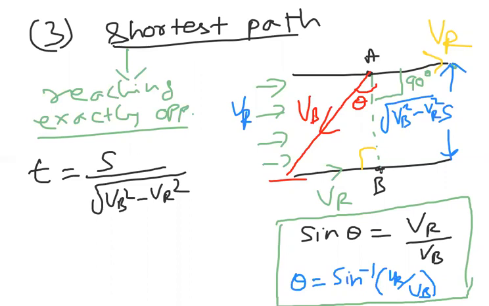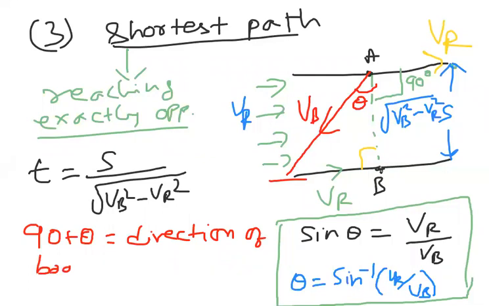Now observe carefully this point, a very, very important point. 90 plus theta is nothing but the direction of boat with respect to river flow. So if they are asking with respect to river flow, we must not take simply theta; we have to take 90 plus theta. Theta is also a direction, but with respect to perpendicular to the banks.